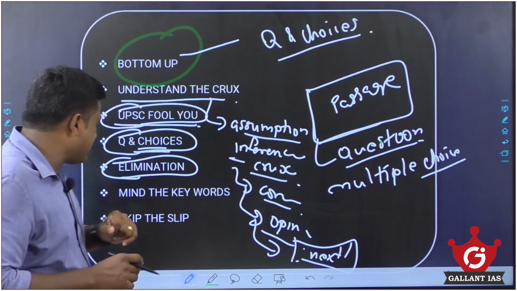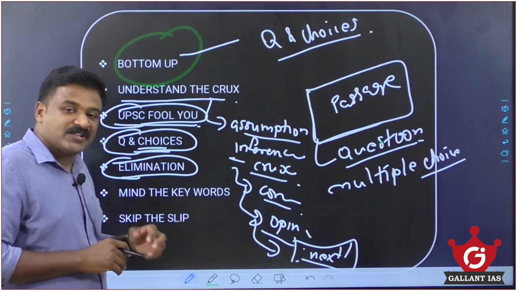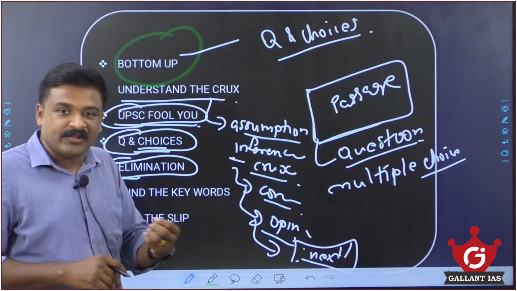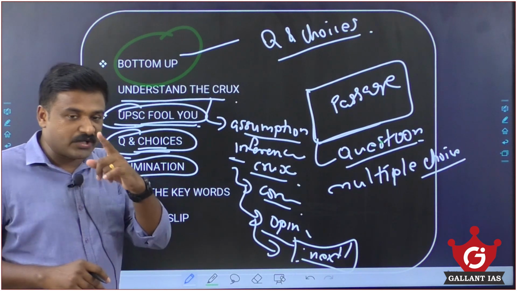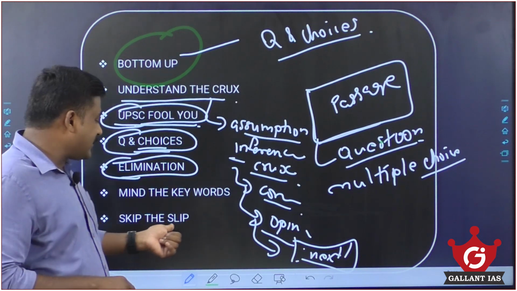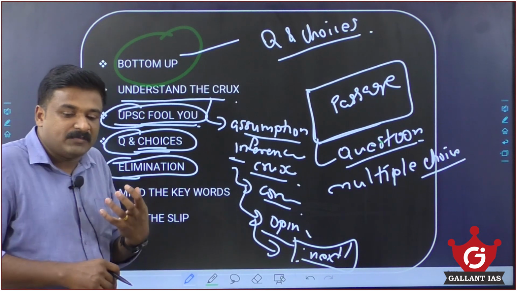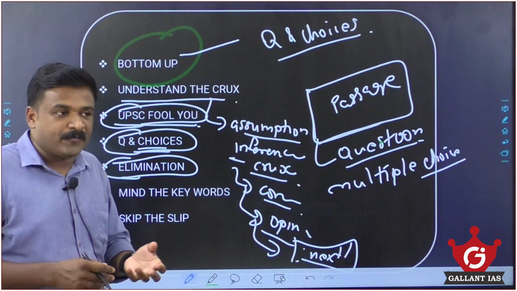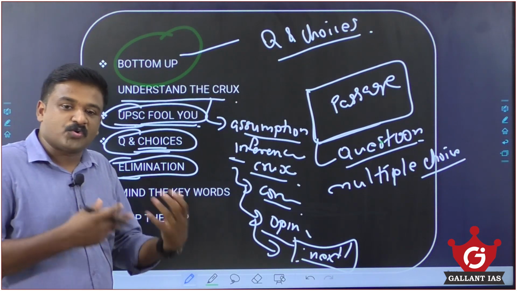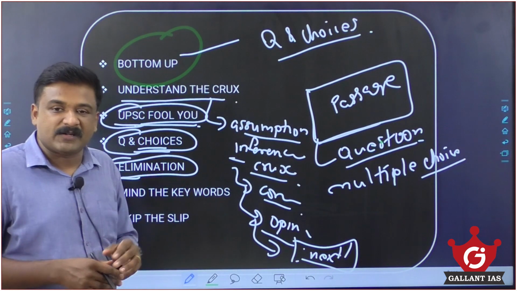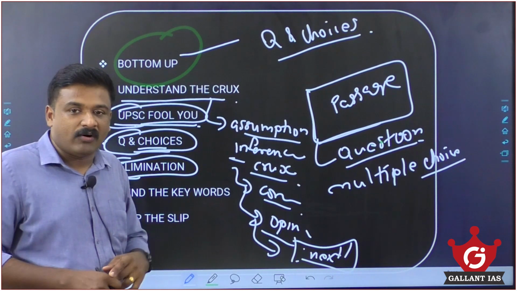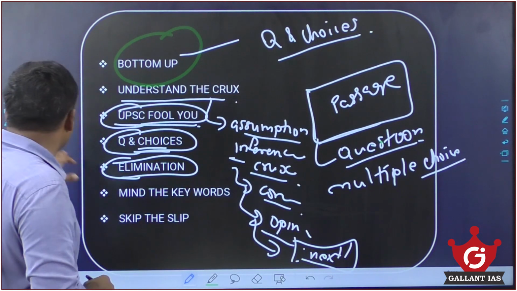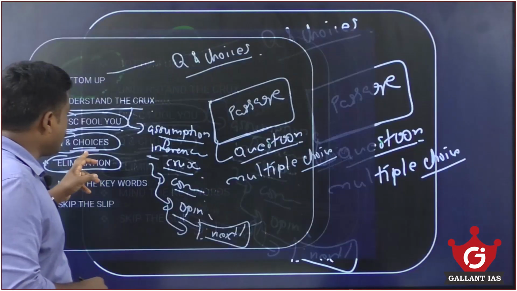So elimination matters. Then mind the keywords: the keywords given in the passage, in the choices, and in the questions, everything matters. Take care of that also, and skip the slip. Skip the slip means whichever passage or question is slippery for you, just skip it. That is also a brilliant idea for scoring well in the CSAT. So keep these things in mind, and let us go to the first passage.